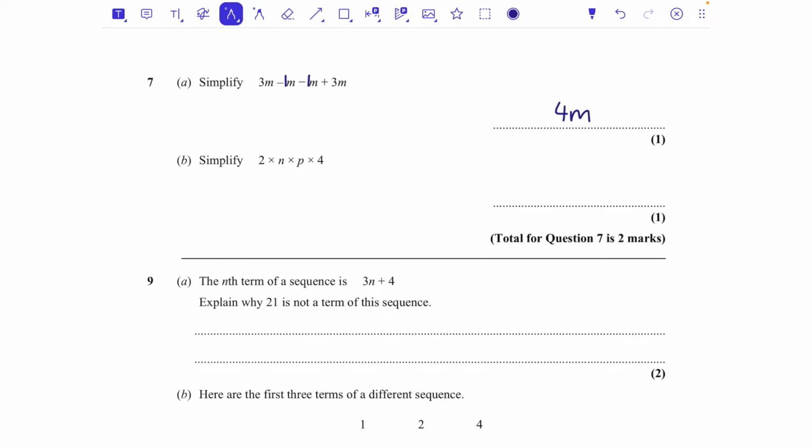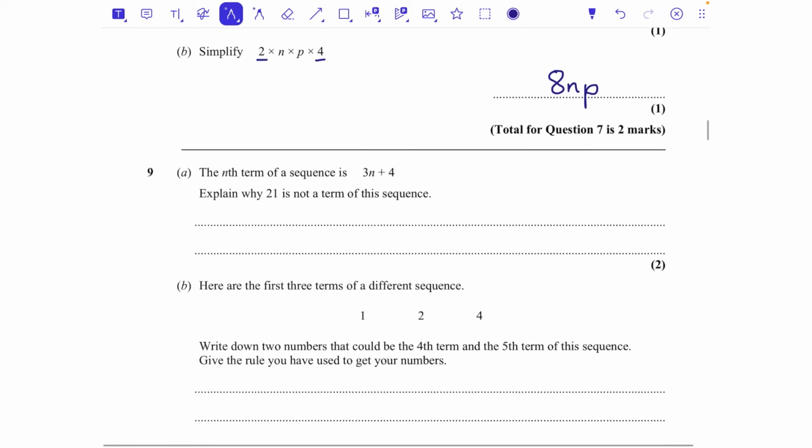For part B, simplify 2 times n times p times 4, and we can do the 2 times 4 to make 8. And then when we multiply, we just write those letters next to each other. Letters next to each other in algebra means they are multiplying together. So 8np is the same as that. You can put 8pn, but we tend to go alphabetical order, so 8np would be preferred there.